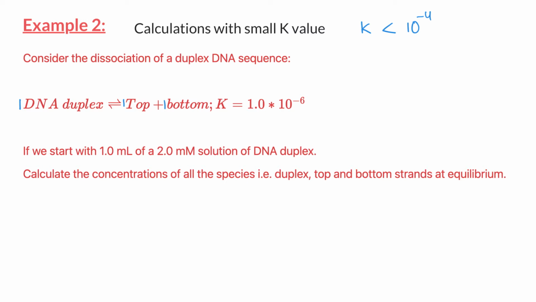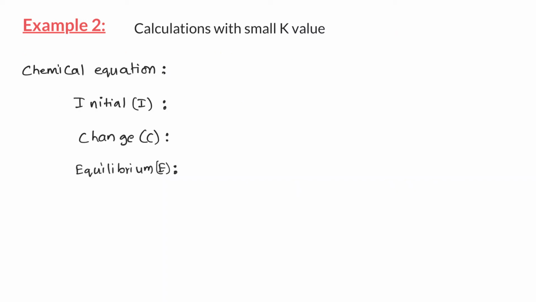If we start the reaction with 1 milliliter of 2.0 millimolar DNA duplex, calculate the concentrations of all the species, that is duplex, top strand and bottom strand, at equilibrium. First, let us set up the reaction table.